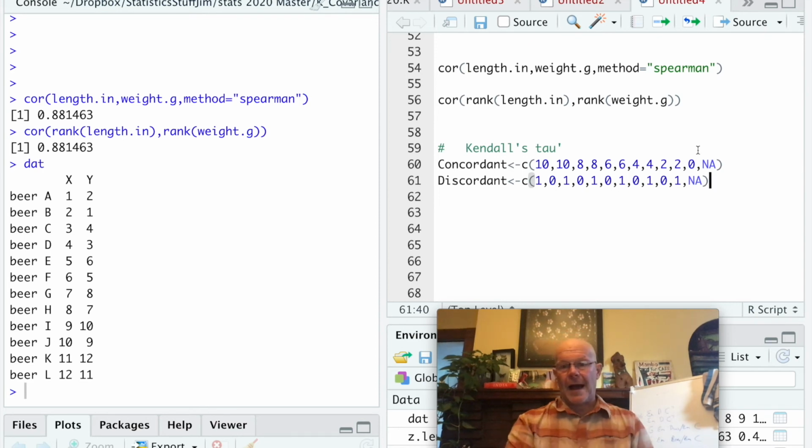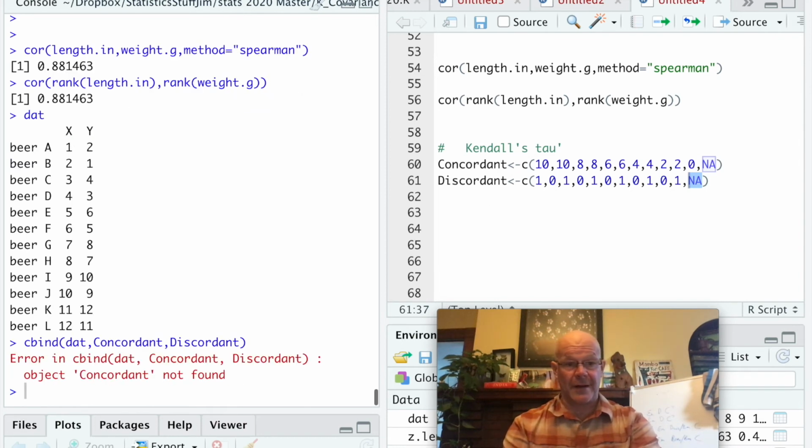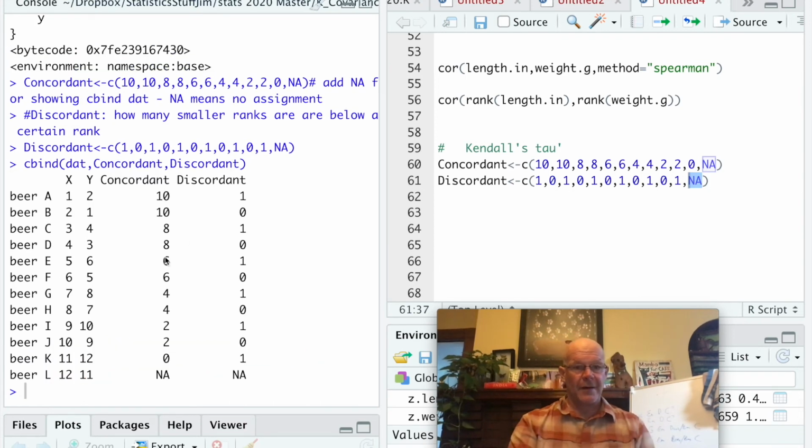Okay. I'm only including these NAs so that it'll be the same length as all of our data. Because for this last one, the 12th, there's nothing below that, and so it ends up not having a value. And so we can look at what all of our data look like. Where is that? Here we have it.